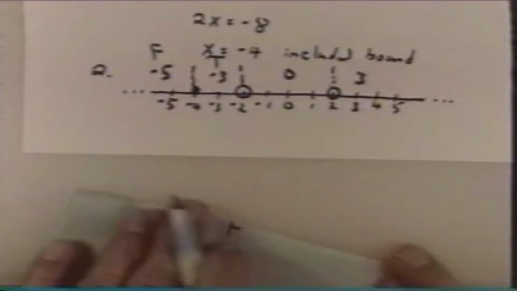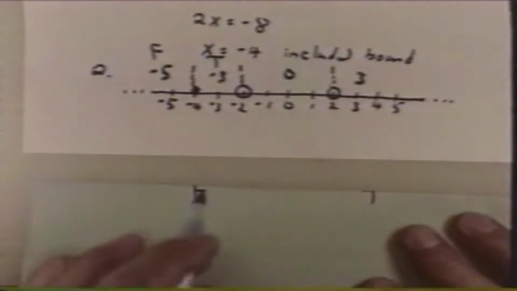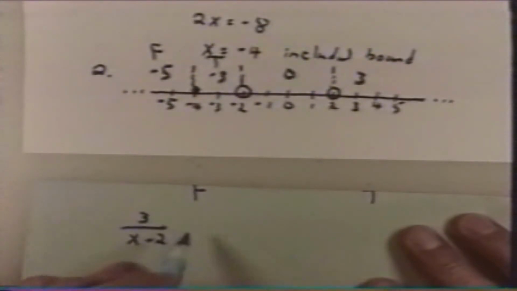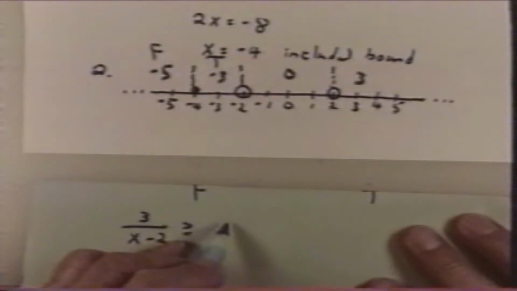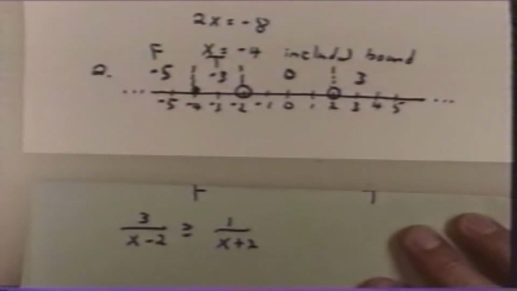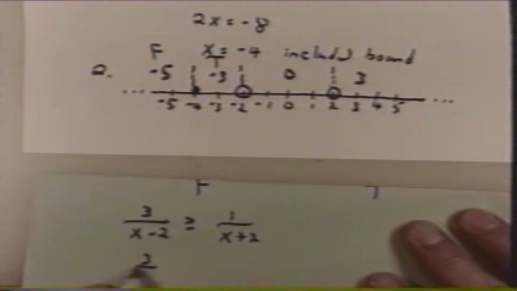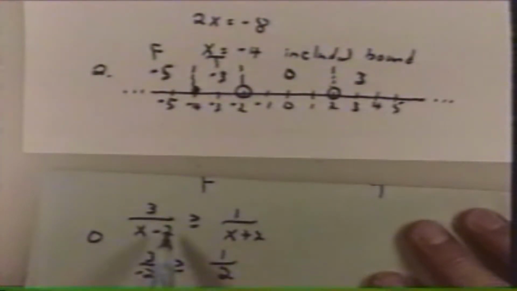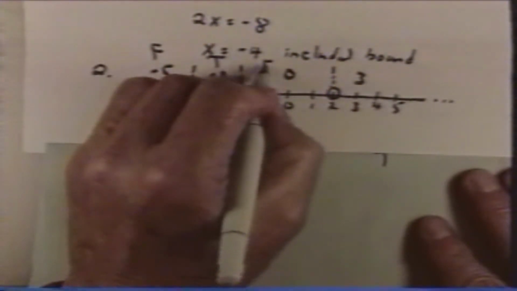Now we'll check 0. And remember, we're checking into 3 over x minus 2 greater than or equal to 1 over x plus 2. Trying 0, that's going to give me 3 over negative 2 greater than or equal to 1 over 2. 0 minus 2 is negative 2. 0 plus 2 is 2. A negative 3/2 greater than or equal to 1/2 is false. So we have a false.